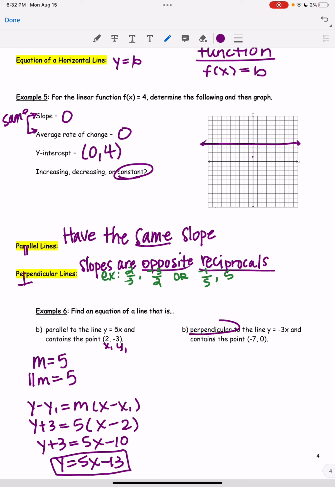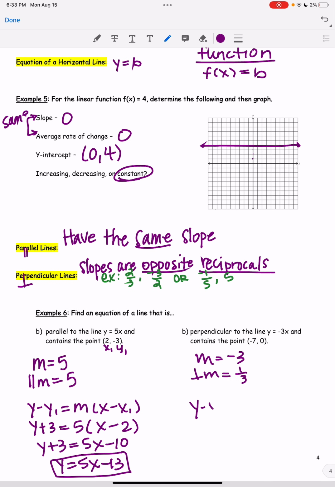B is the same thing, but now we're looking for perpendicular. So perpendicular to the line y equals negative 3x and contains the point (-7, 0). So my slope here is negative 3. So my perpendicular slope is opposite reciprocal. So if this one is negative, minus positive, and flip the fraction, this is 3 over 1. So this becomes 1/3.